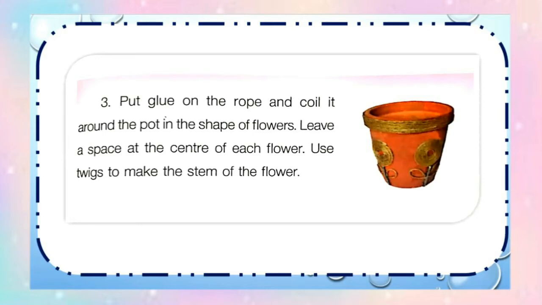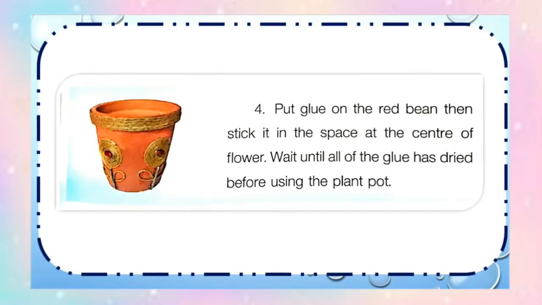Leave a space at the center of each flower and use twigs to make the stem of the flower, okay? Next, number 4, put glue on the red bean, then stick it in the space at the center of the flower, okay? That's why we need red bean, but you can choose another thing that you want to put there if you want to.